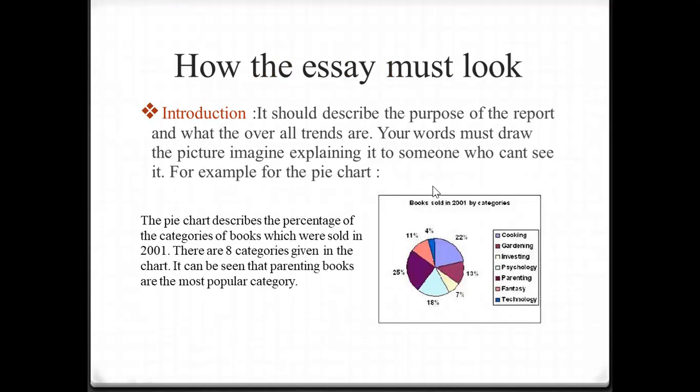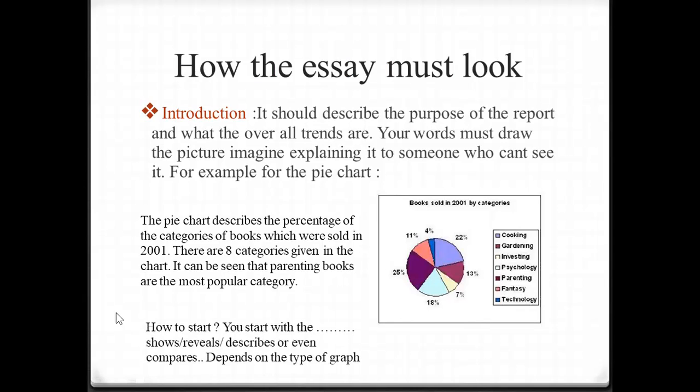Say, for example, the pie chart describes the percentages of the categories of books which were sold in 2001. There are 8 categories given in the chart. It can be seen that parenting books are the most popular category, as you can see here. 25% is actually the parenting books. How to start? You start with shows, reveals, describes, or even compares. Depends on the type of the graph.